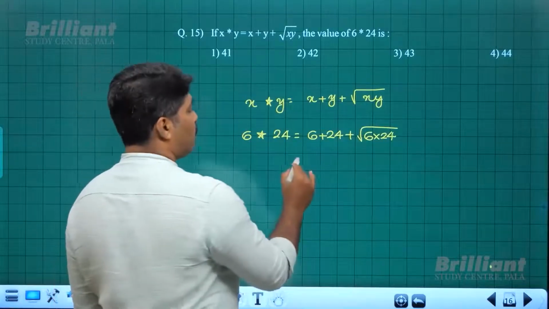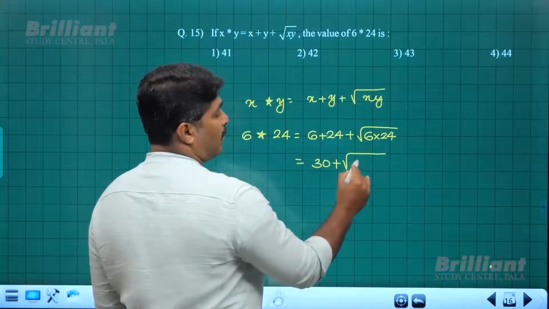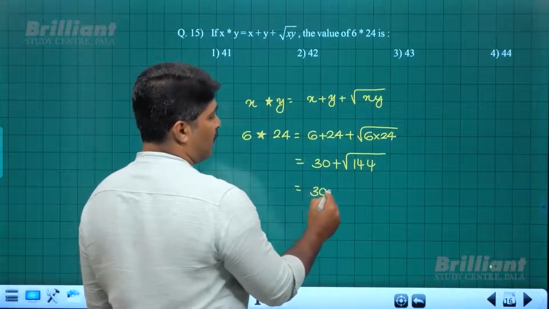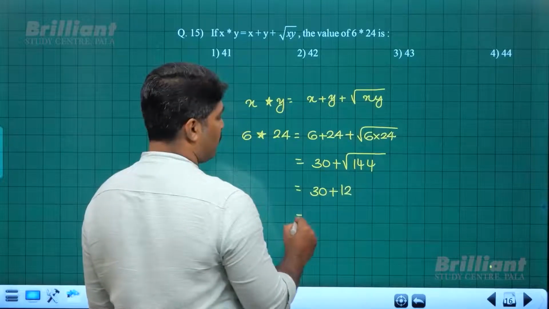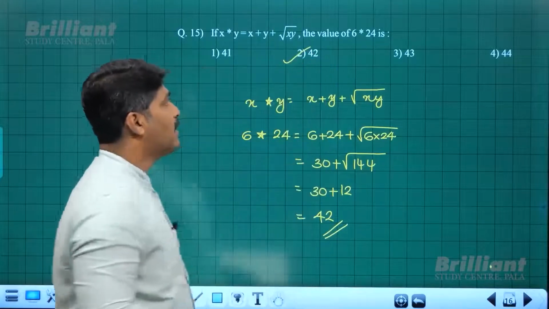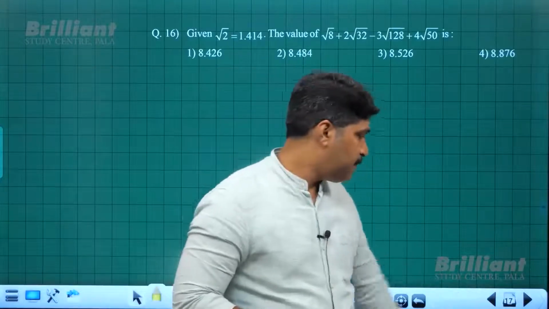What is 6 plus 24? That is 30 plus root of, while we are multiplying this, it is equal to 144. So therefore 30 plus what is root of 144? That's equal to 12, which gives 42. And the answer is option 2. Okay, then move to the next question.